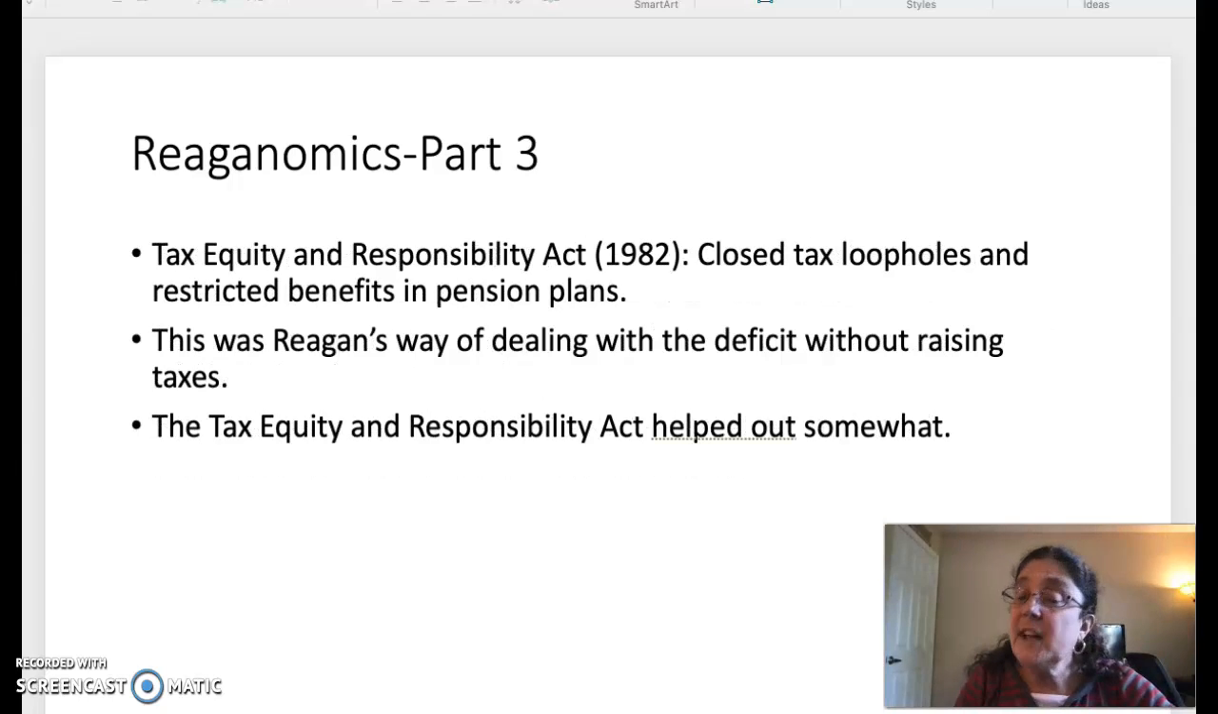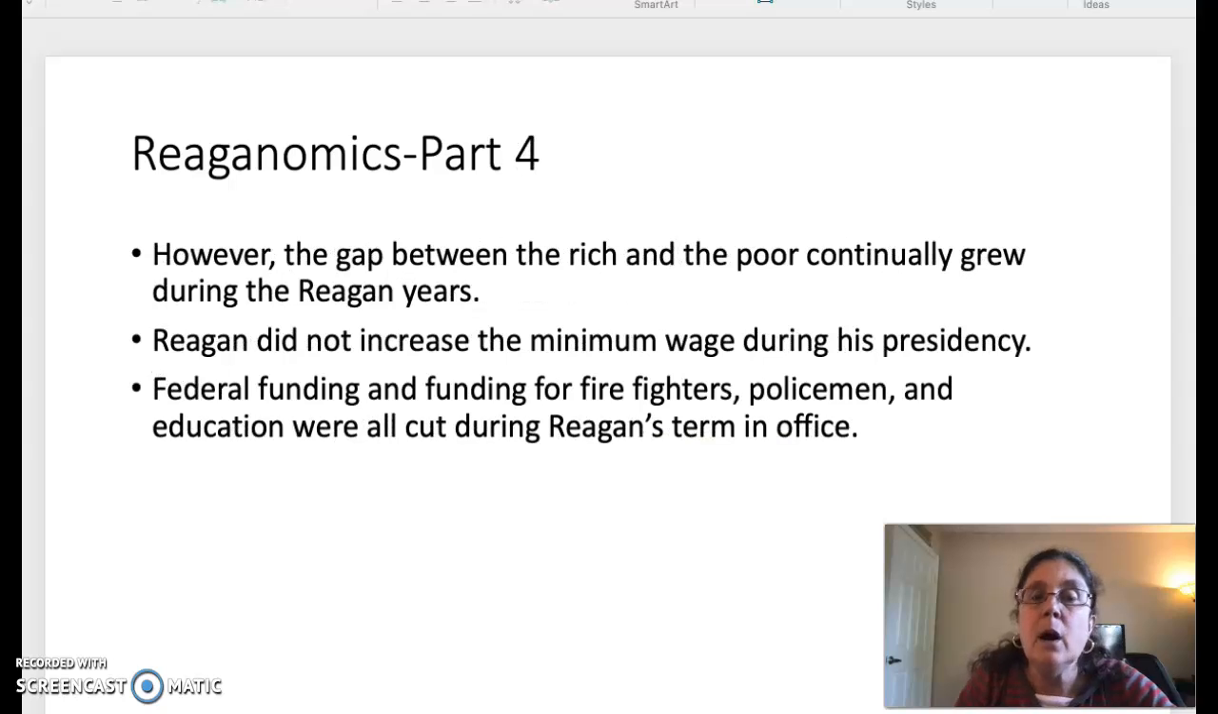The Tax Equity and Responsibility Act, remember, Reagan is interviewed upon signing this into law, okay? So very important to keep track of this law. It closed tax loopholes and restricted benefits in pension plans. This was Reagan's way of trying to pay off the national debt without raising taxes. It helped out somewhat, but not as much as had been hoped.